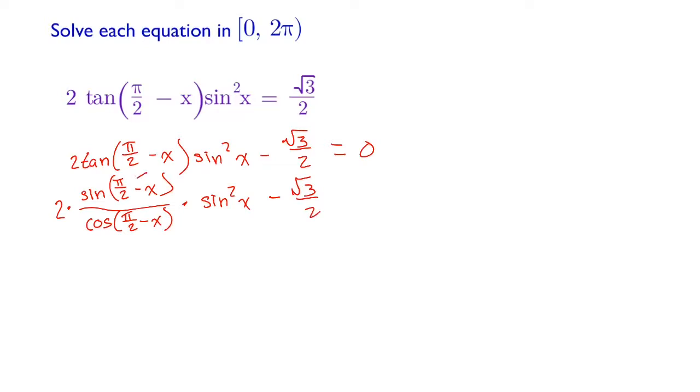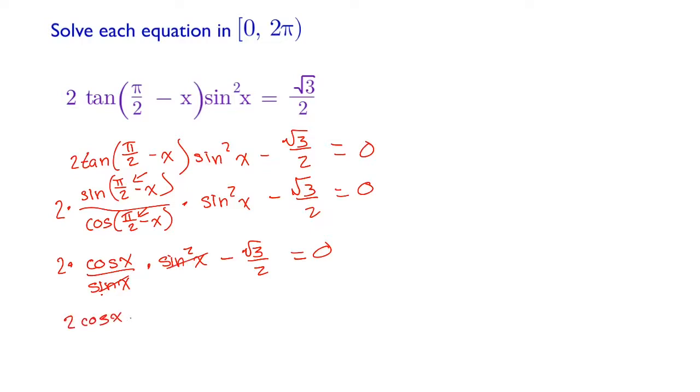And then remember, this is really just saying complementary angles, so it's referring to the cofunctions. So we could rewrite this as 2 times cosine of x over sine of x times sine squared of x, minus the square root of 3 over 2 equals 0. And then a sine of x will divide out, and so we have 2 cosine of x times sine of x minus the square root of 3 over 2.